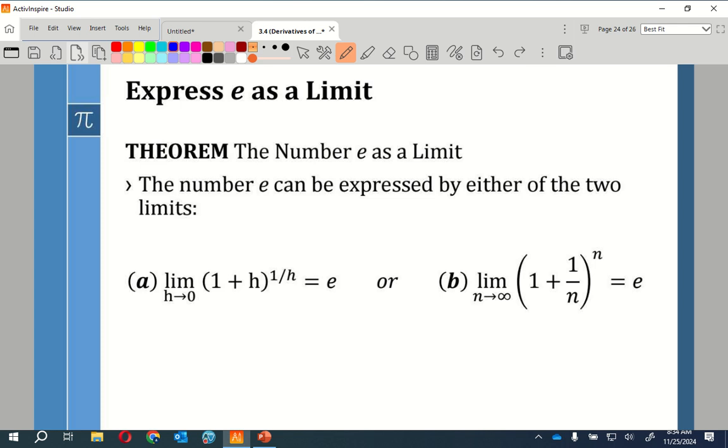Number e as a limit. The number e can be expressed by either of the two limits. So you could replace all this right here with e to the first. The limit as h approaches 0 of (1 plus h) raised to the 1 over h is going to give me e to the first. So that's a good thing to have in your pocket right there.